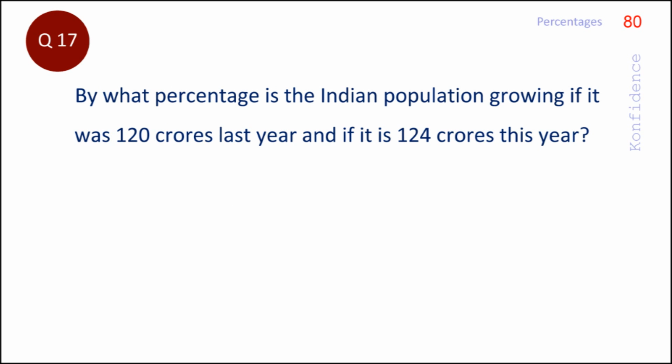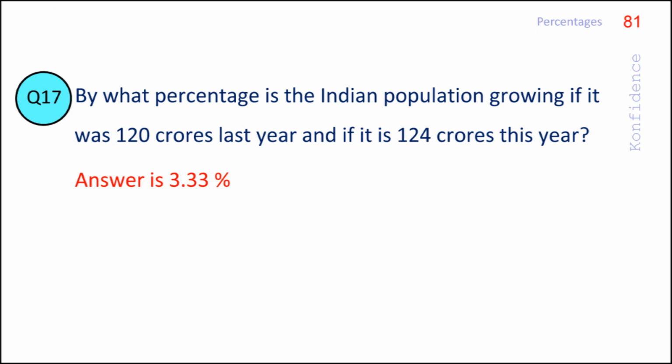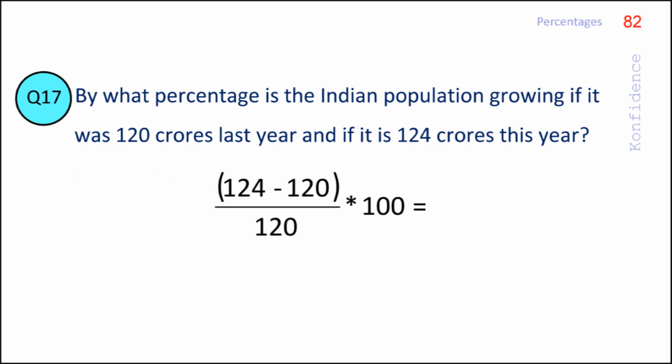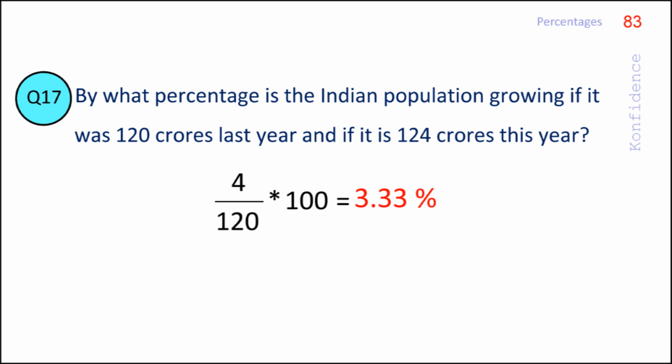Question number 17. By what percentage is the Indian population growing if it was 120 crore last year and if it is 124 crores this year? The answer is 3.33 percentage. 124 minus 120 is 4, and 4 upon 120 into 100 is 3.33 percentage.